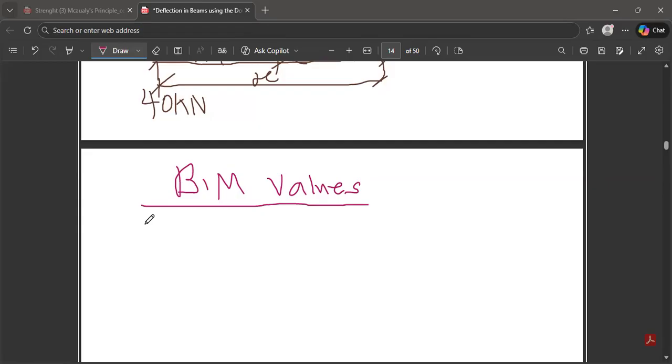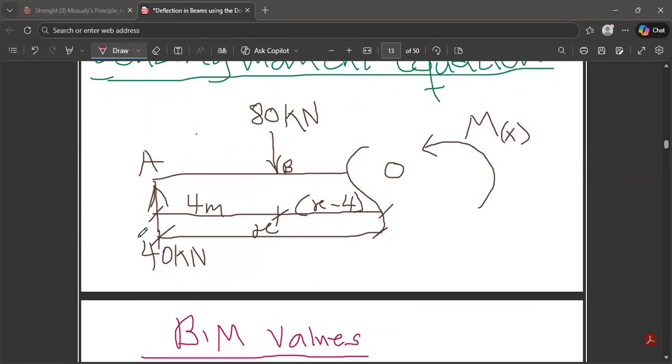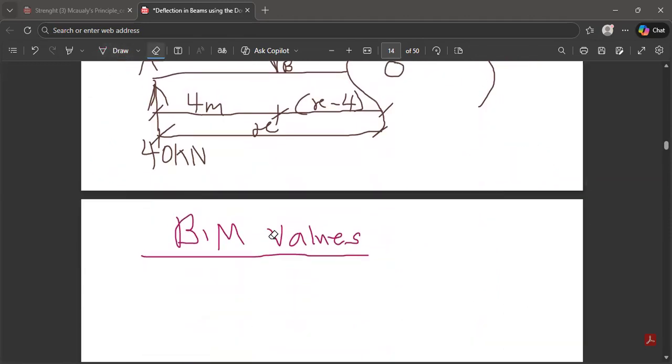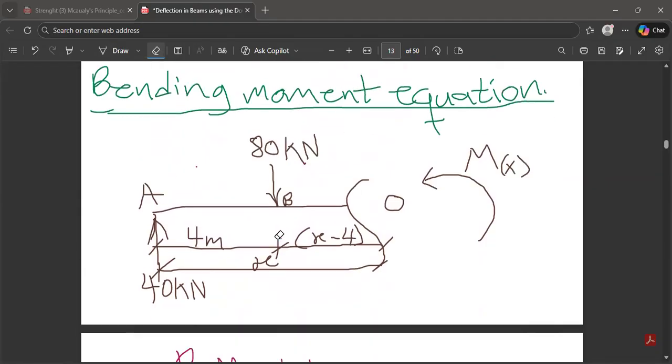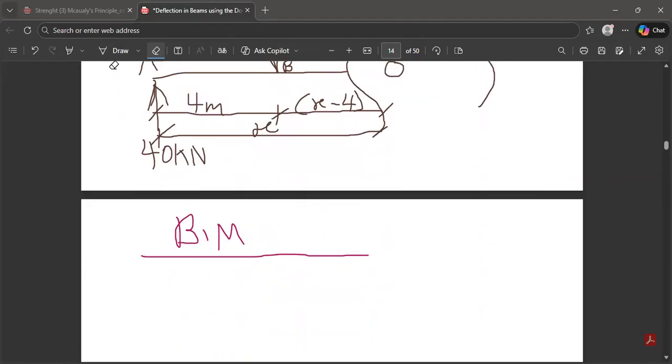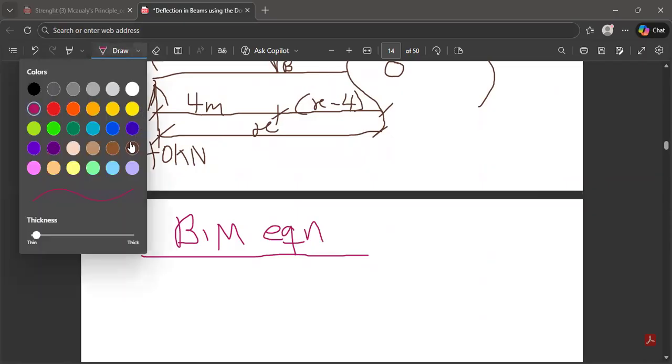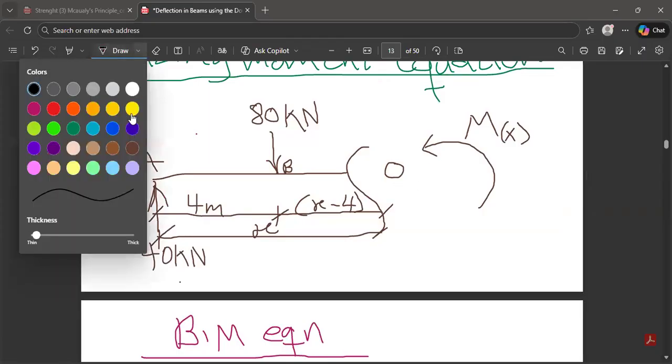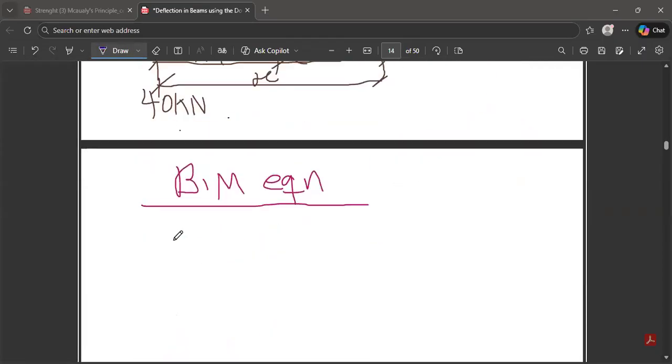Bending moment values. So this is why I'm going to get my bending moment equation. So watch out. That implies that the rule we are adopting is what? We say we are taking all clockwise to be positive this time.